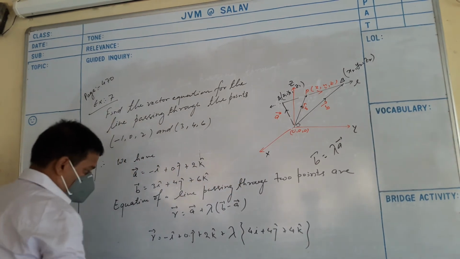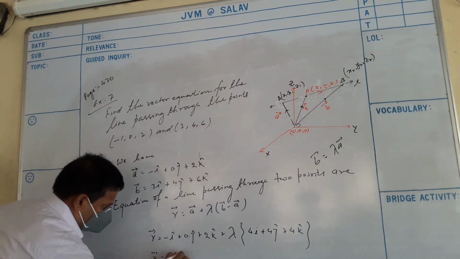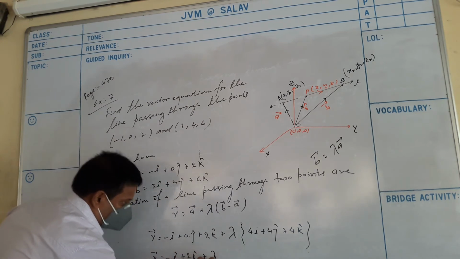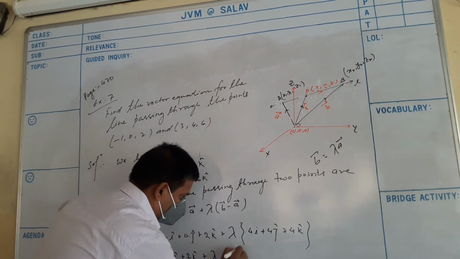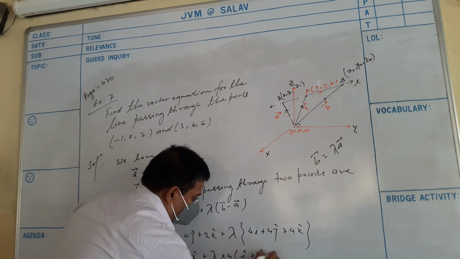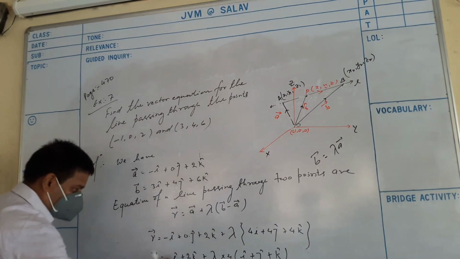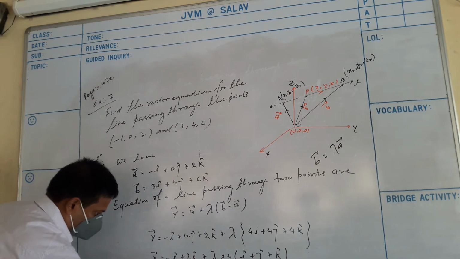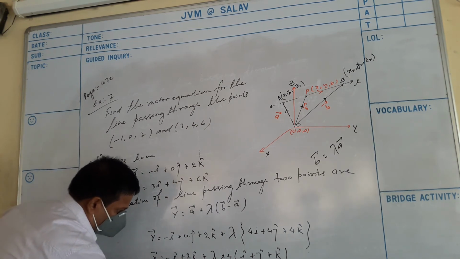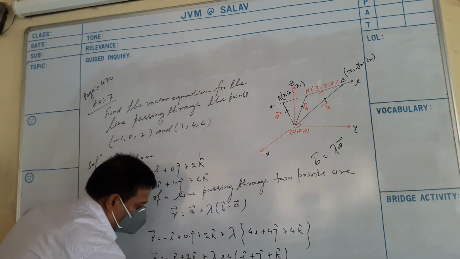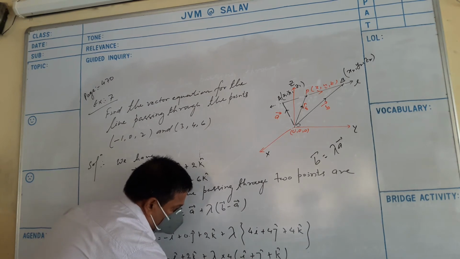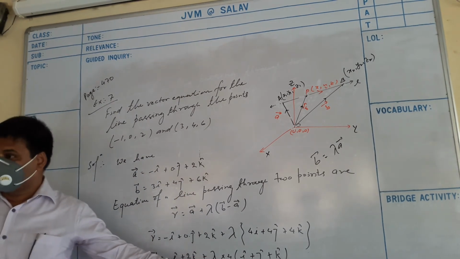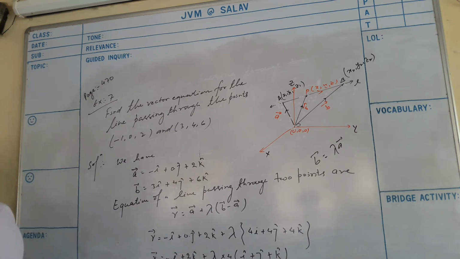Clear? Yes. So vector r is equal to i + 2k + lambda. If 4 is taken out, we get i, j and here k. So lambda you can change to any arbitrary constant: i + 2k + lambda, or mu (i + j + k). Constant multiplied by a constant is another constant. Clear?